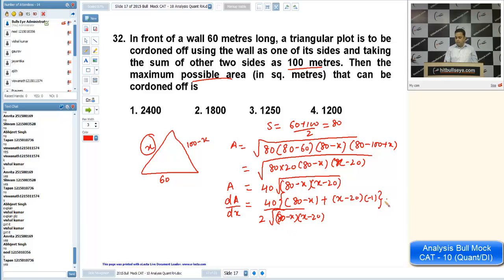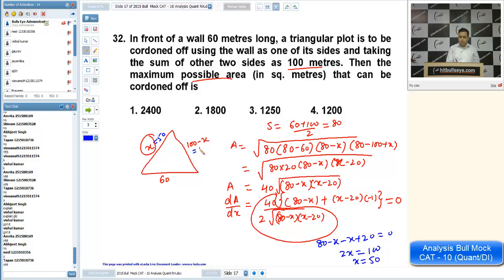Whenever we want to find the maximum value, to find the critical points, I will equate it to 0. So this expression will become 0, and I will be left only with the inner part, which is 80 minus x plus 20 equal to 0. From here I can say that 2x is equal to 100, or x is equal to 50. That means for the maximum area the side x should be equal to 50. So if this is equal to 50, this is also equal to 50. So this triangular plot will be an isosceles triangle.